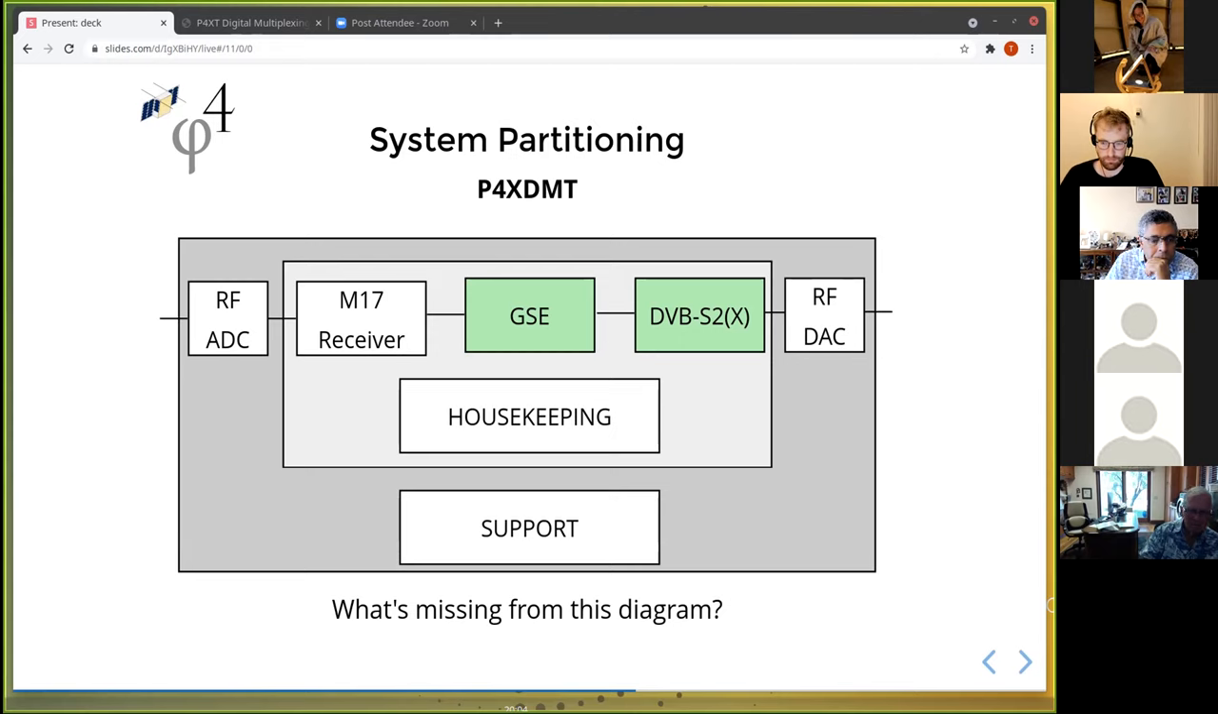Could I ask Tom one question? In the block diagrams, those are subsections, right? Of the system.